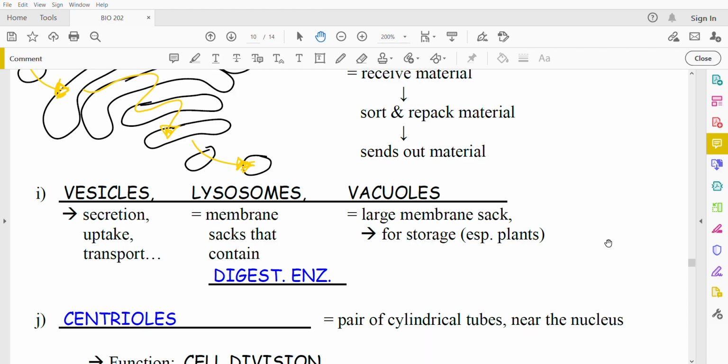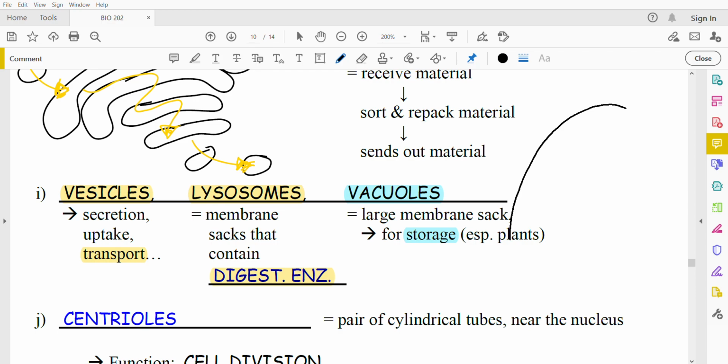Then we had various different vesicles. These were these little sacs that transported material within the cells. Lysosomes, they were sacs that contained digestive enzymes, so they help with breaking down stuff. And vacuoles, we often see them in plants. They are these large membrane sacs for storing materials, and a lot of the time they can actually take up even most of the plant cell's size.